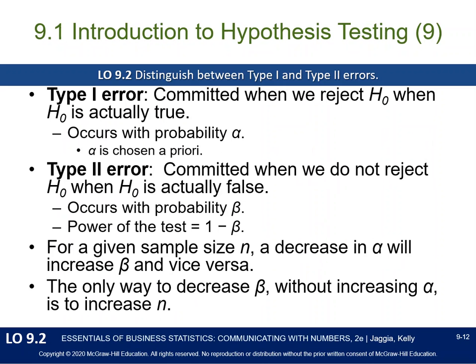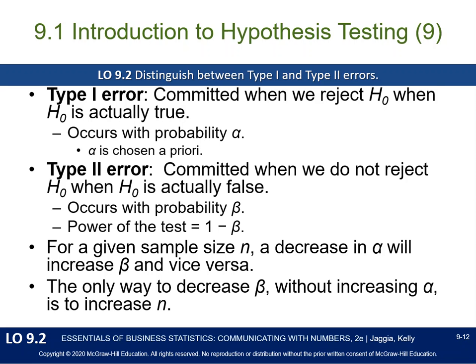Now, of course, our sample may give us some information and we draw the wrong conclusion. So there are two types of errors that we can commit. The type 1 error is when we reject the null hypothesis, but the null is actually true. This occurs with a probability that we call alpha. Whereas a type 2 error is when we don't reject the null, but the null is actually false. This is what we call beta.